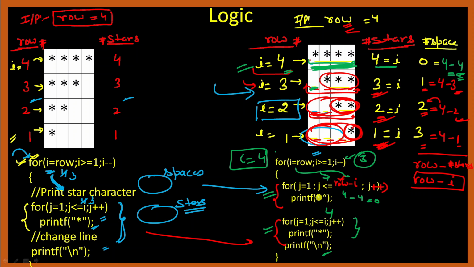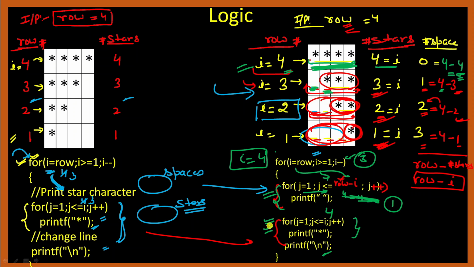Now here you can see row minus i means this 4 minus 3, that is 1. So now j less than equal to 1. So this loop will run how many times? 1 time, right? So 1 space will be printed, this space, and after that the cursor will come here. Now we will come here, right?